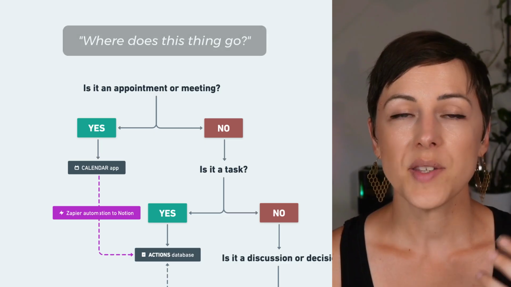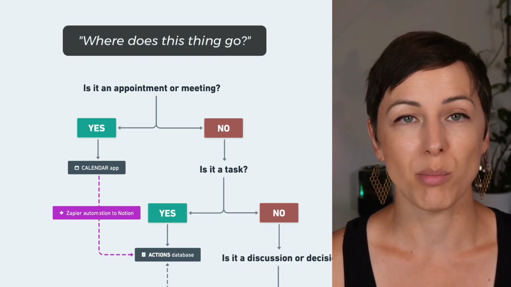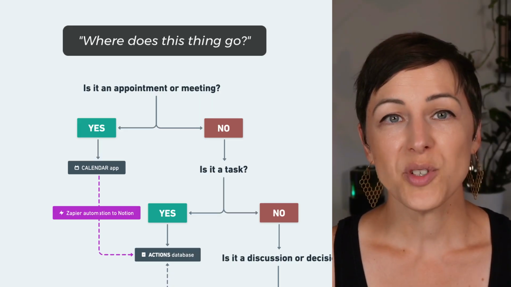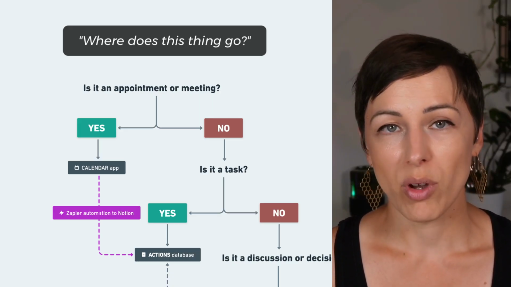Now, again, this is customized to our specific setup, but I just want to show you an example of how you don't need to interpret PARA so literally when we're talking about Notion. This is based on Tiago's original chart that has a number of questions to help you discern where something should be saved. So the first question to ask is, is it an appointment or a meeting?